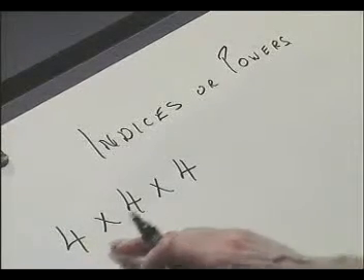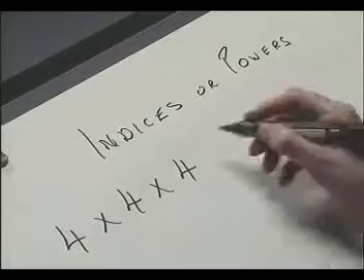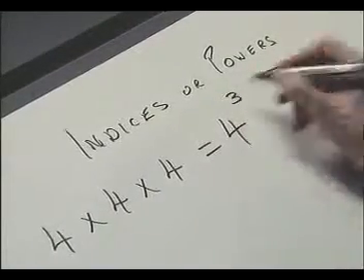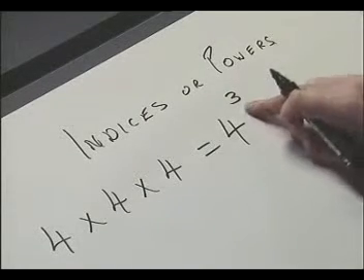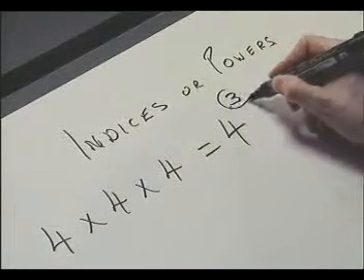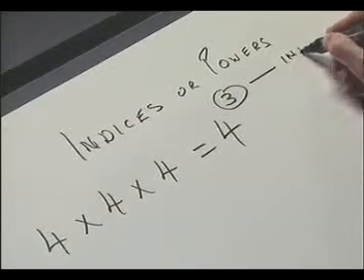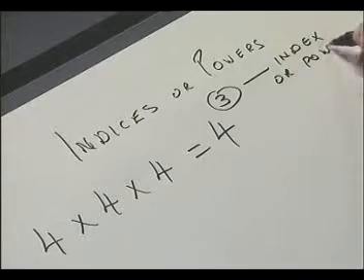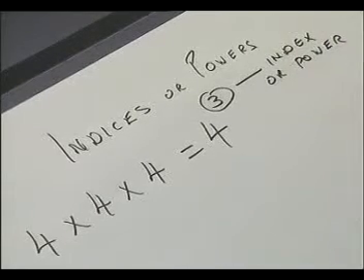So here we have 4 multiplied by itself 3 times. So we write that as 4 to the power 3. So it's 3 that is the power or the index. So that's the index or the power.